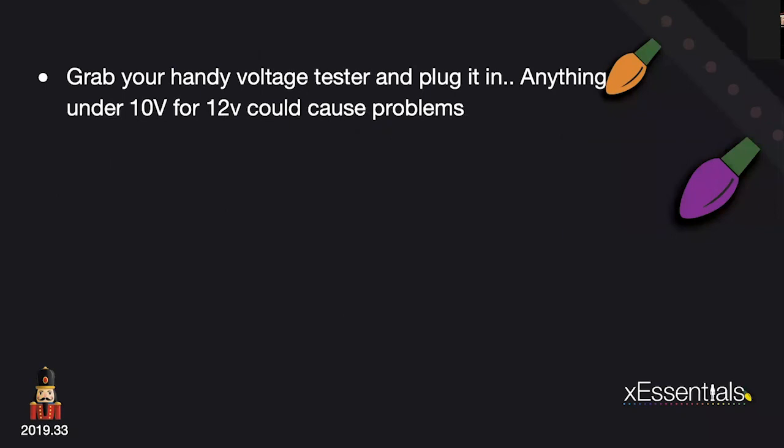Okay, so now there's two ways to fix this. Grab your voltage tester, plug it in. Anything under 10 volts if you're using 12 volt could cause problems. Once again, you've grabbed that device, you haven't had to sit there with the multimeter pins, you plugged it in, it's giving you an instant reading. Now, those might be off here and there, it might be 11.5 and the actual voltage is 11.6. In this hobby, that won't really affect anything too badly.